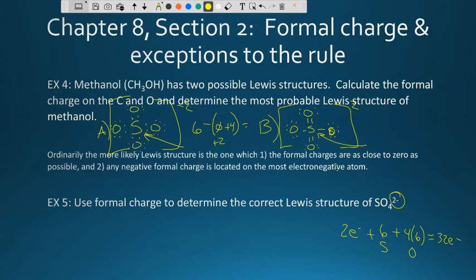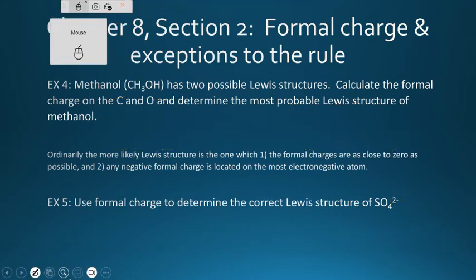Now take a look at this one. We have, once again, 6 valence electrons. I have 0 unshared, and I have 6 shared. The double bonds we still count in there. So quite simply, we see 6 minus 6, and we have 0 for my formal charge. That's going to be my most probable Lewis structure. Pretty straightforward once you get a feel for how these are going to go.